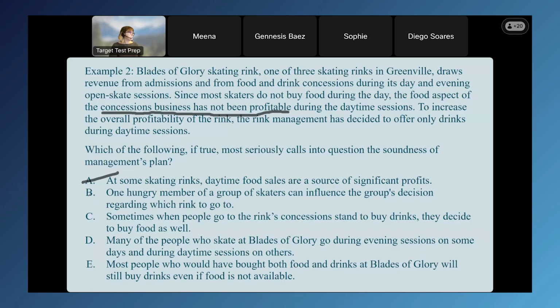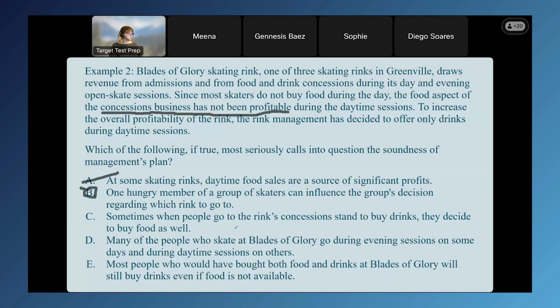Now, this choice does weaken the conclusion about profitability because there is a chance that this offsetting factor would offset so much that whatever money they're saving by not offering food during the day is eaten up by hungry members of groups persuading their groups to go to one of the other two skating rinks. Does this make the conclusion entirely impossible? No, but it does make it a little bit less likely. So that is our best choice so far.